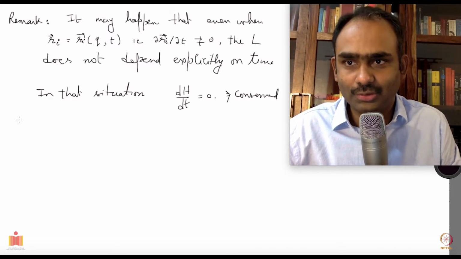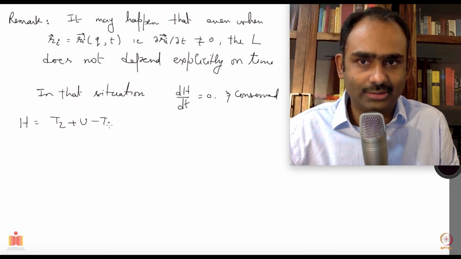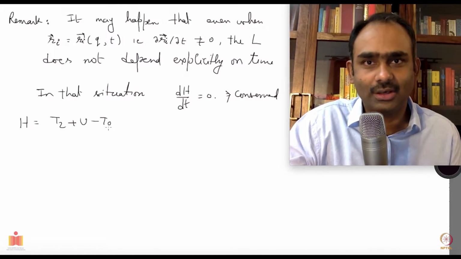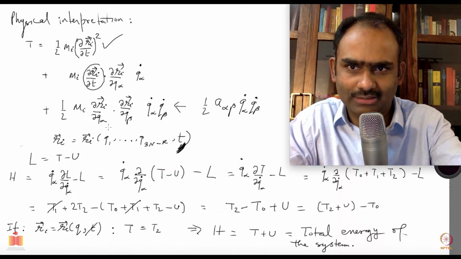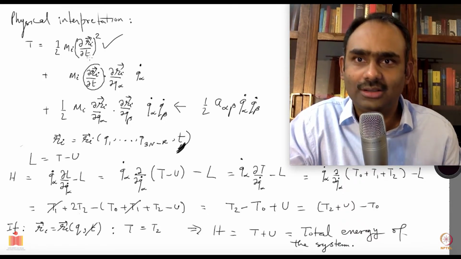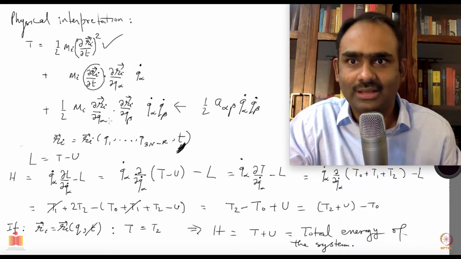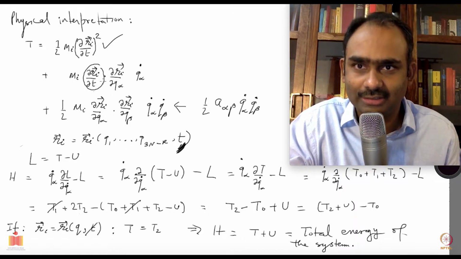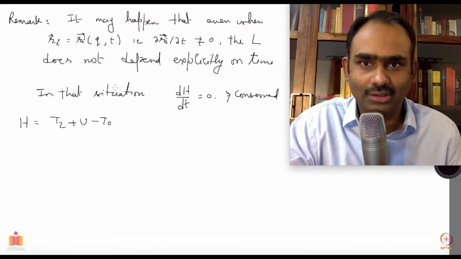but your h would be t2 plus u minus t0, right? Because not all these terms, but t0 appears because of the presence of time in this transformation law. Let's see, I think we can see here. Yeah, here you see all these terms were generated because of explicit time dependence. This one here, this one here, and this was anyway the only one which is independent of time derivatives of r. So you see, in that case, this is not equal to total energy.